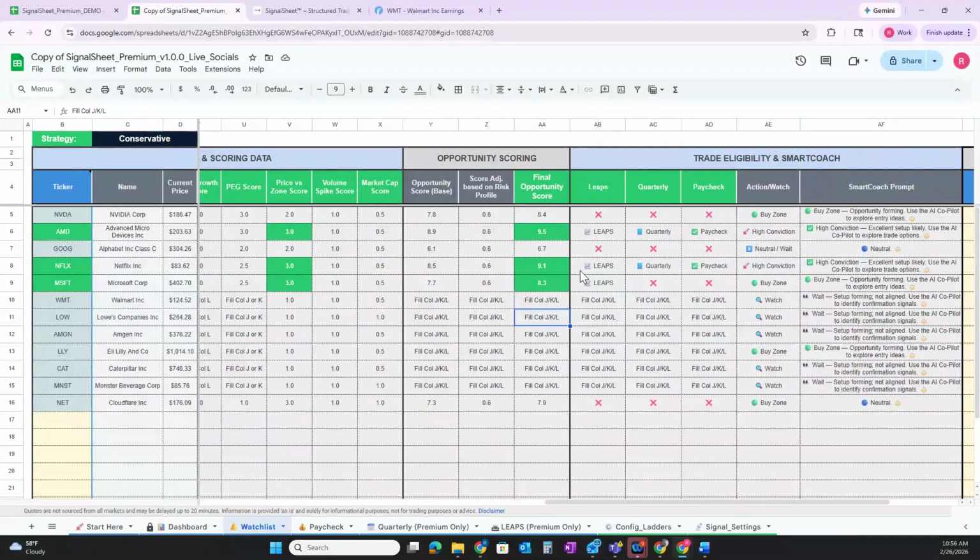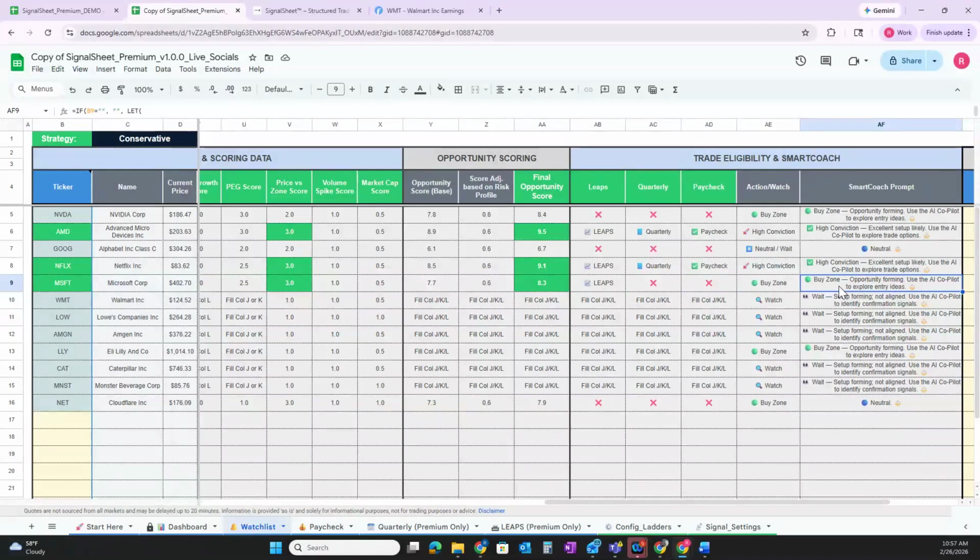The opportunity score then, and sometimes based on some other logic, like around volatility and volume and things of that nature, gives you your eligible trade types, right? So for example, you see here where Microsoft is showing that it's a good opportunity, it's 8.3, but the only trade type eligible is a LEAP, right? Because what SignalSheet is trying to tell you is that right now, based on where Microsoft currently is, going short or going even medium may not be the best opportunity.